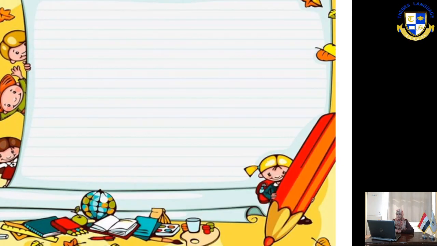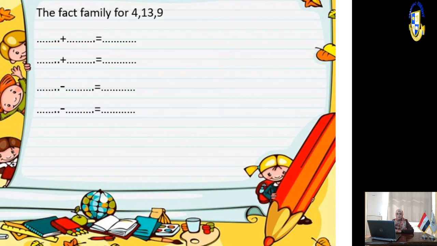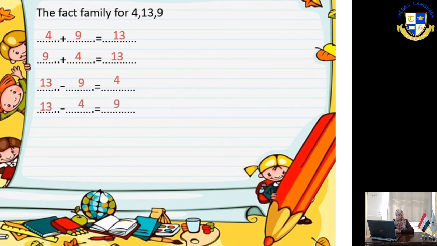Another question. You have a fact family. 4, 9, and 13. Let's do the addition sentence. 4 plus 9 equals 13. And when you exchange them, 9 plus 4 equals 13. Let's do the subtraction. 13 minus 4 equals 9. 13 minus 9 equals 4.